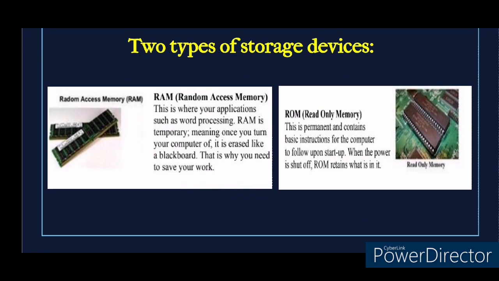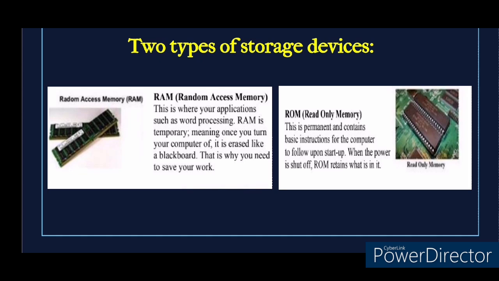So we have the two types of storage devices. We have the RAM and the ROM. So kindly read the definition, but let us summarize kung ano yung pagkakaiba nila. Sa RAM natin, meron tayong temporary storage. Sa ROM naman, meron tayong permanent storage. When we say RAM, ano siya? Store data in MBs. Kapag ROM naman, store data in GBs.